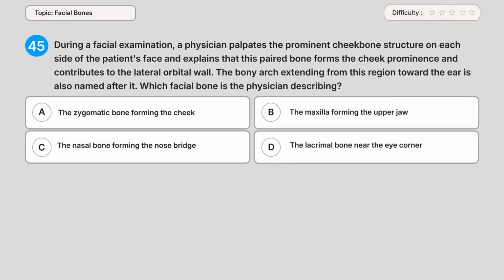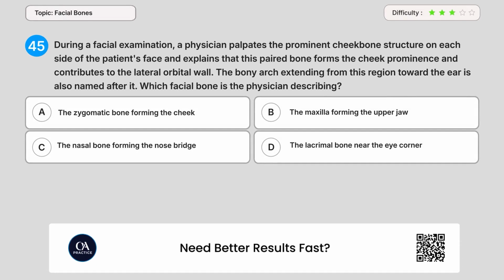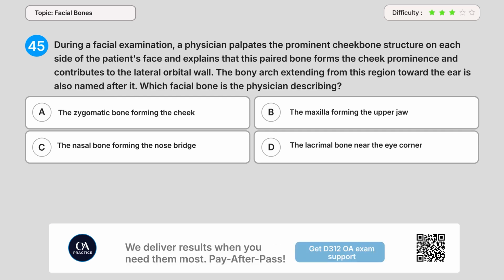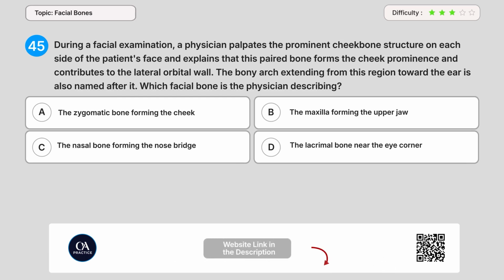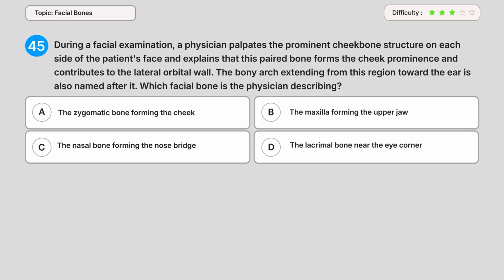45. During a facial examination, a physician palpates the prominent cheekbone structure on each side of the patient's face and explains that this paired bone forms the cheek prominence and contributes to the lateral orbital wall. The bony arch extending from this region toward the ear is also named after it. Which facial bone is the physician describing?